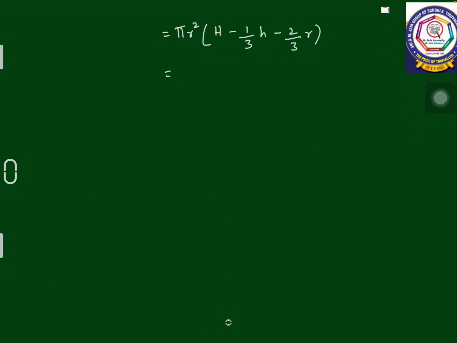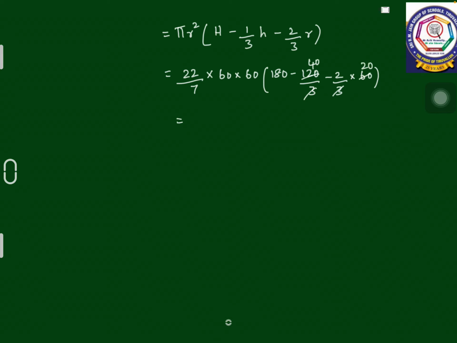So what is the value of pi? Nothing has been given, so we have to use 22 by 7. And what is the radius of cone, hemisphere and cylinder? 60. So into 60 into 60. And what is the height of the cylinder? Height of the cylinder is given 180 minus what is the height of the cone? 120 by 3 minus 2 by 3 into radius 60.